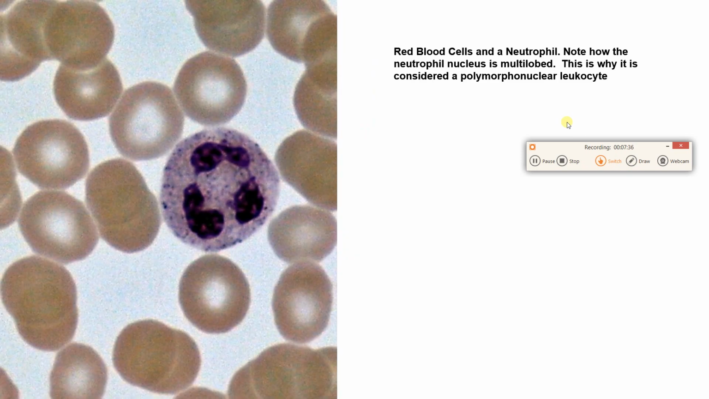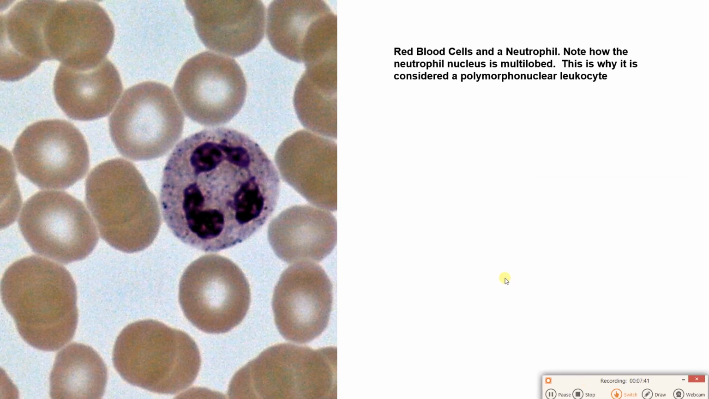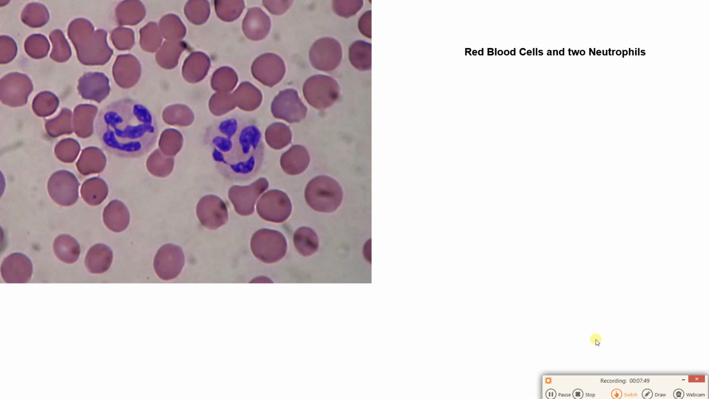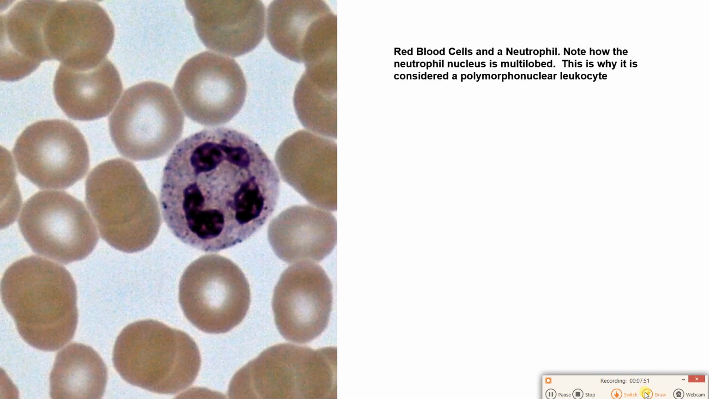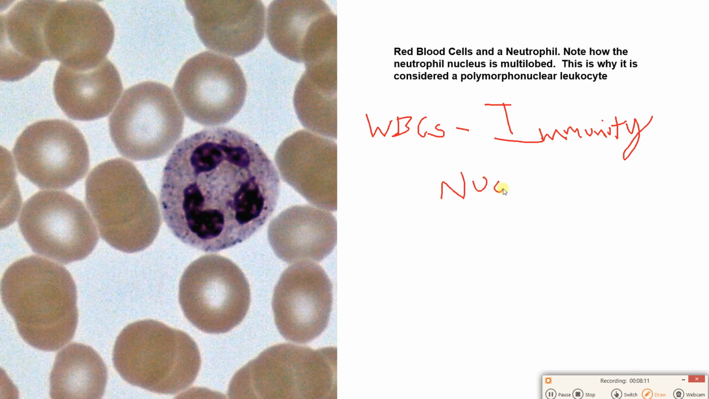All right. And now what we're going to do is start talking about white blood cells. Of course, we have some red blood cells here. We also have a white blood cell. Before we start talking about that particular white blood cell, let's talk about white blood cells in general. So, big function for white blood cells is immunity. They're going to defend you against foreign invaders. White blood cells are all nucleated.